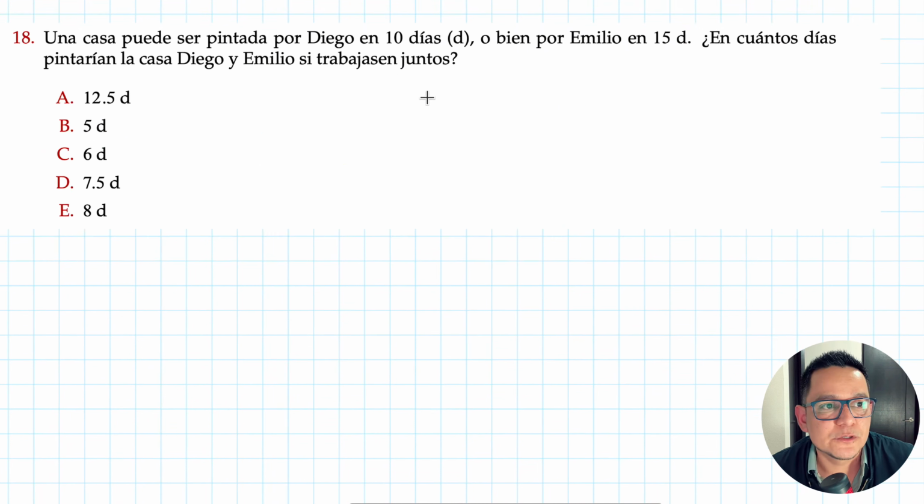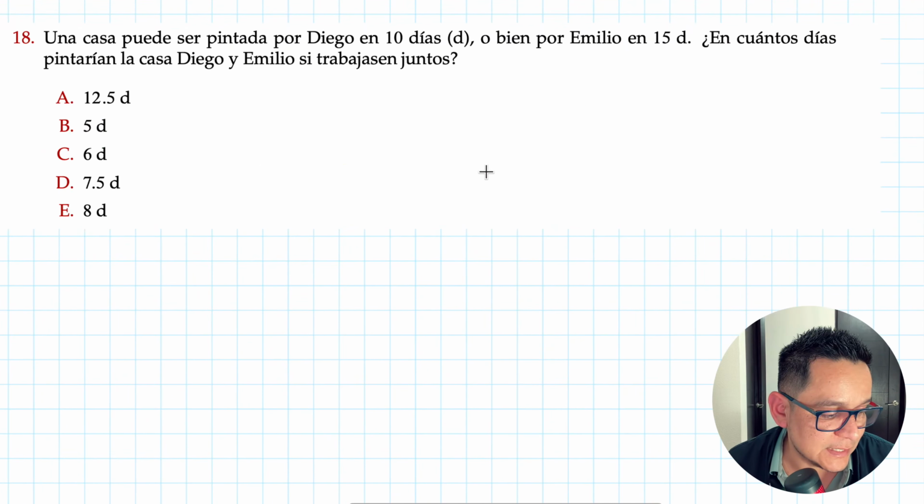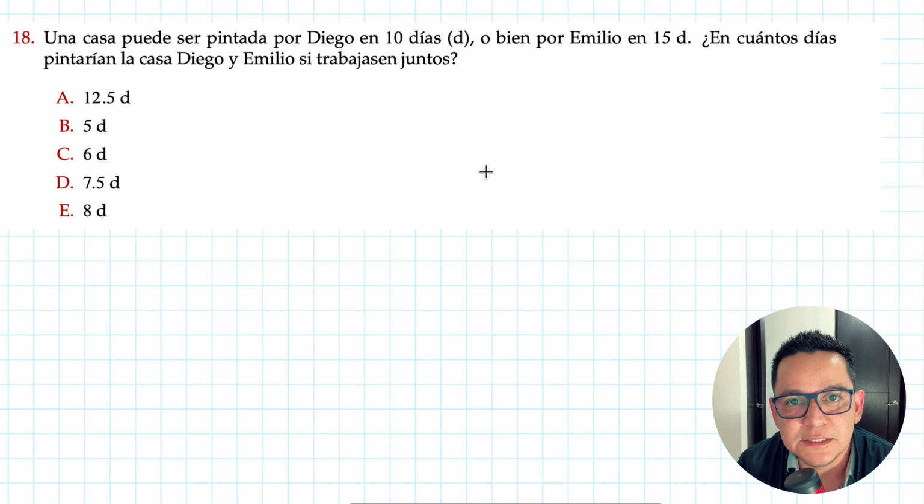Let's just move on to exercise number 18. Don't forget that this video will go up to exercise number 22. We're almost there. Number 18 says, Diego can paint a house in 10 days, while Emilio takes 15 days. In how many days will Diego and Emilio paint the house if they work together?